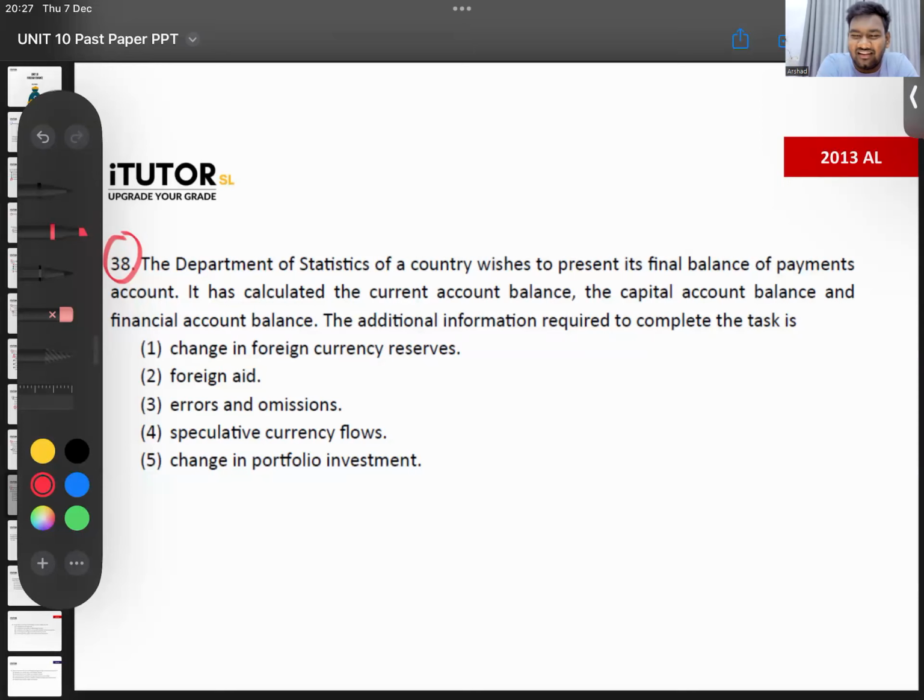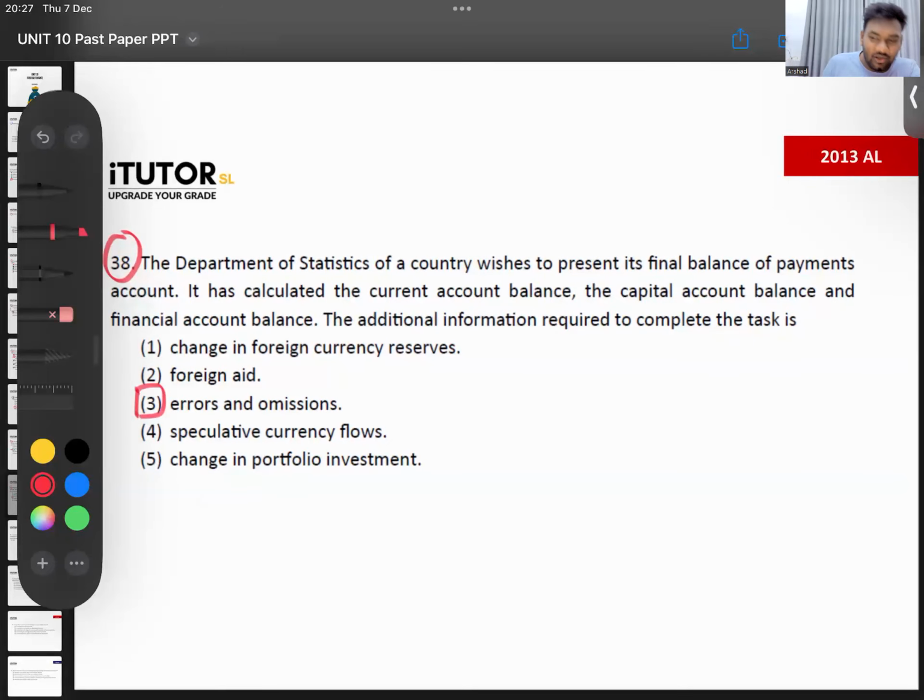What's the missing one? When you're getting your BOP balance, current account, financial account, capital account, there is another small thing missing. What is that? That is your errors and omissions. There can be a lot of errors and omissions, and you put all of that there. Have that in mind. Usually your BOP is the current, capital, and financial accounts, those are the main things, but there can also be certain errors and omissions. That is the missing one over here.